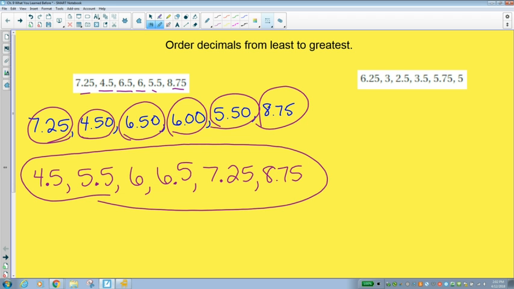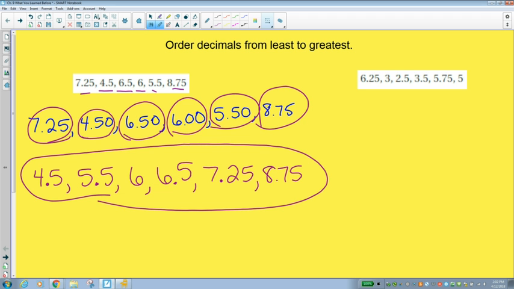So now I'm going to look at my second list, and I'm actually going to show you another way to do this. Instead of actually physically rewriting them all to the same number of decimal places, I can just look at the whole numbers and then rewrite the ones that I need to if they should arise. So I look at my list: 6 and 25/100ths, 3, 2 and 5/10ths, 3 and 5/10ths, 5 and 75/100ths, and 5. And I'm going to simply look at the whole numbers to start with.